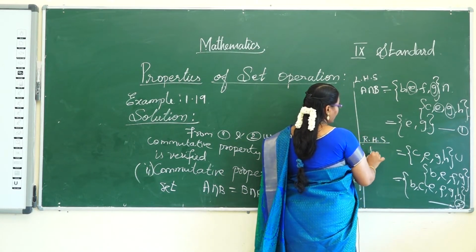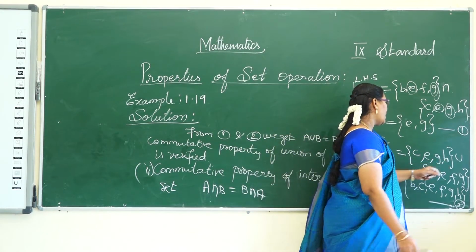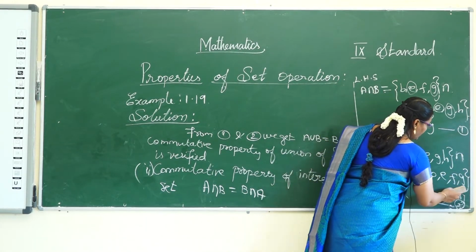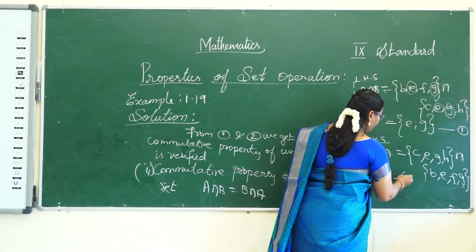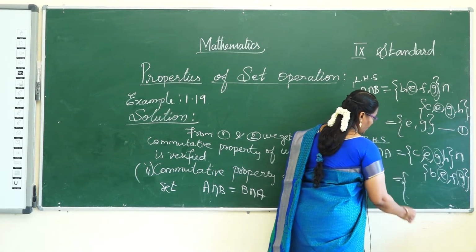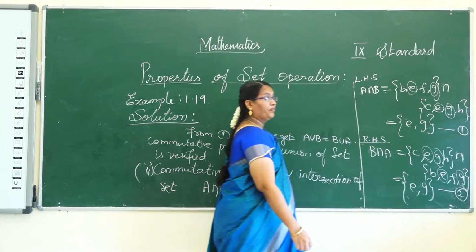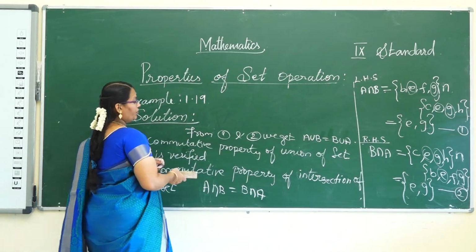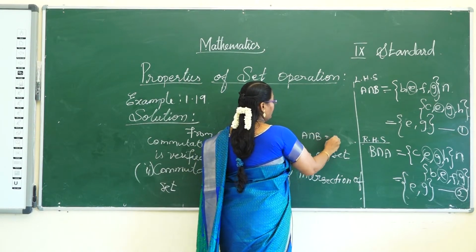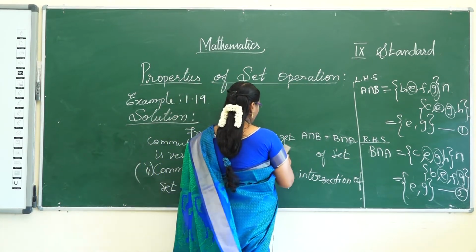Now, right hand side: B intersection A. So, B has the elements C, E, G, H, intersection A. So, which are the elements common in both sets? E, G. Okay. It is denoted equation number 2. From 1 and 2 we get A intersection B is equal to B intersection A. So, commutative property of union of set is satisfied.